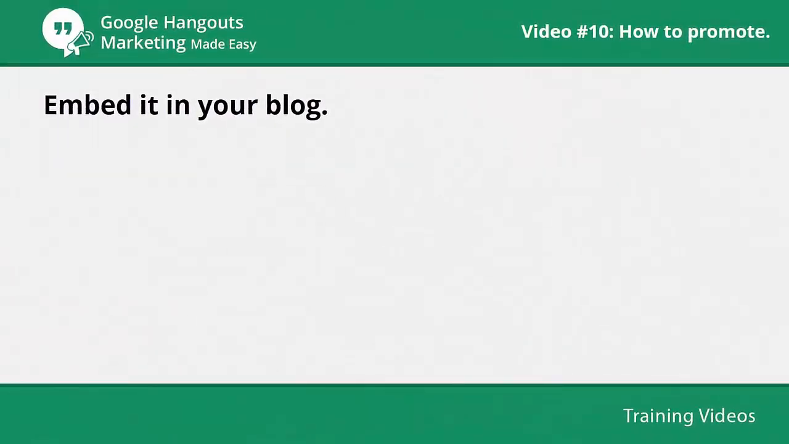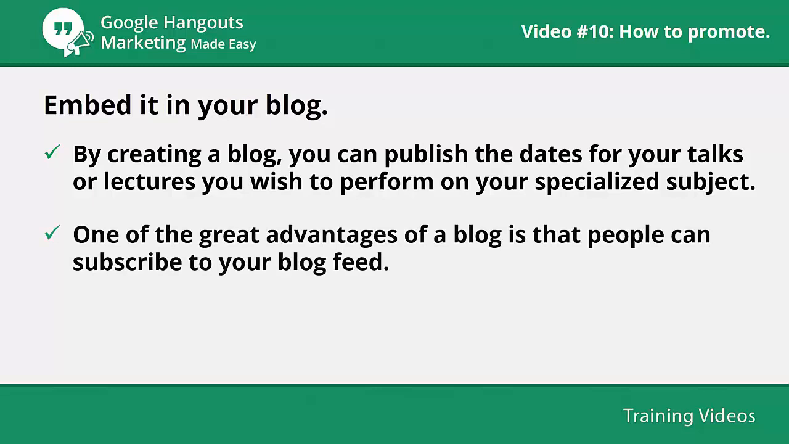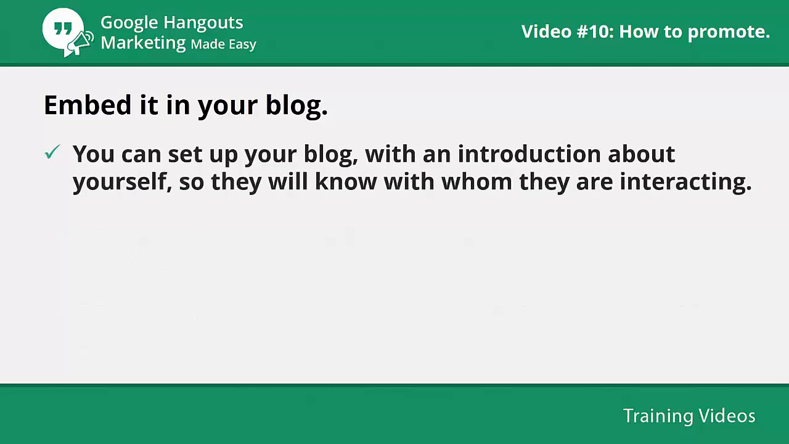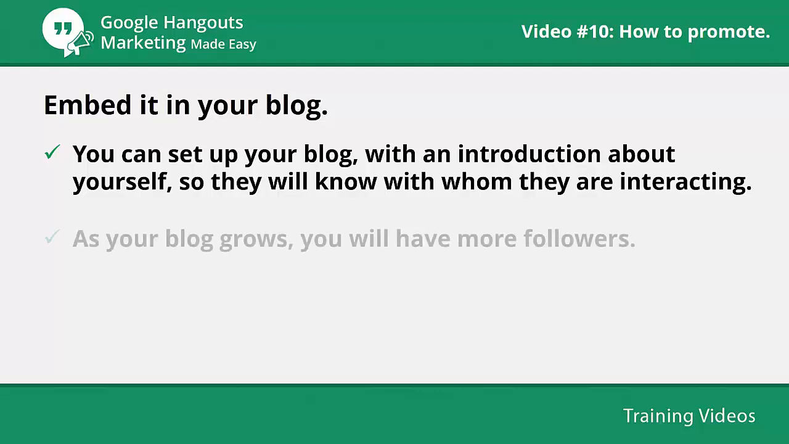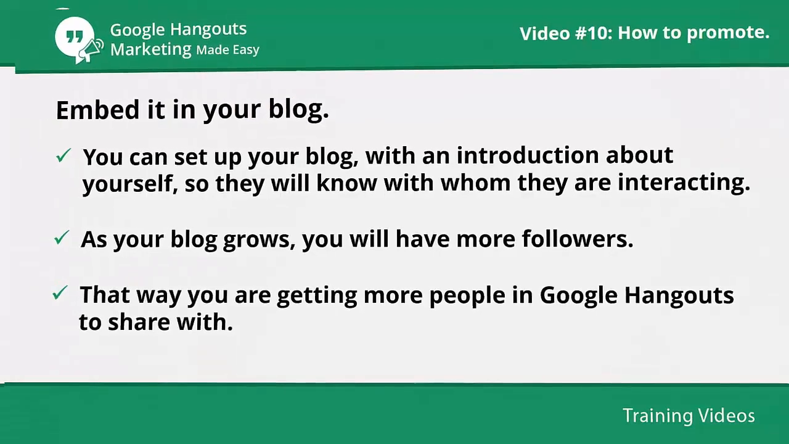Embed it in your blog. By creating a blog, you can publish the dates for your talks or lectures you wish to perform on your specialized subject. One of the great advantages of a blog is that people can subscribe to your blog feed. Whenever there is a new post, they will instantly be able to see it. You can set up your blog with an introduction about yourself, so they will know with whom they are interacting. You can also talk about your purpose on the issue you are going to address. As your blog grows, you will have more followers. That way you are getting more people in Google Hangouts to share with.